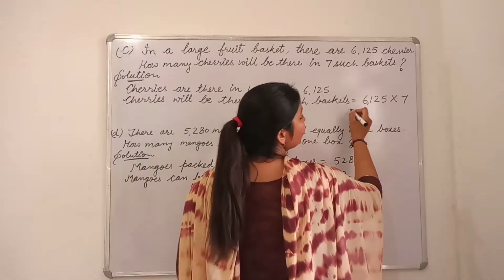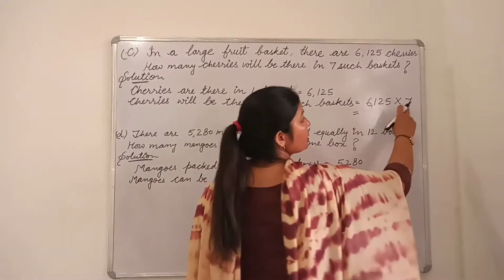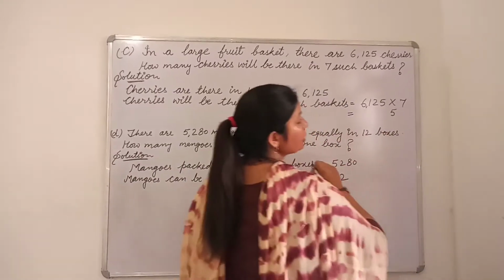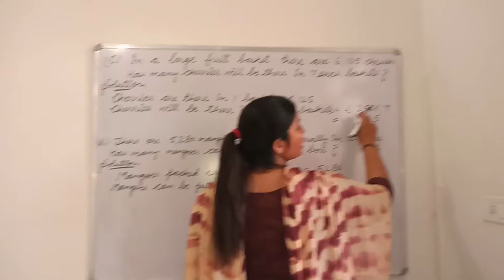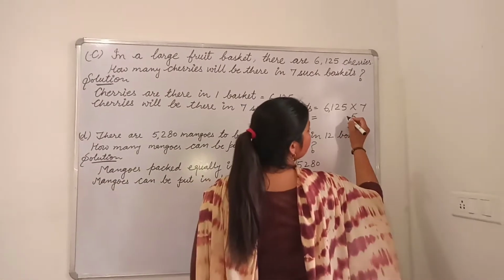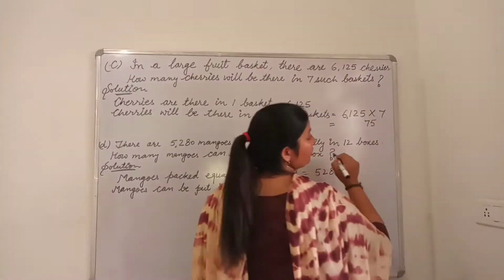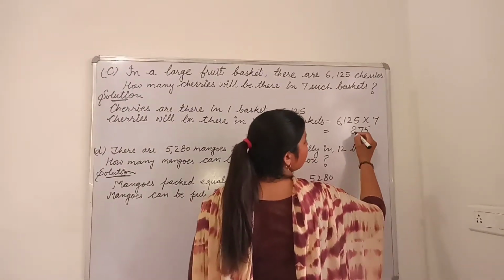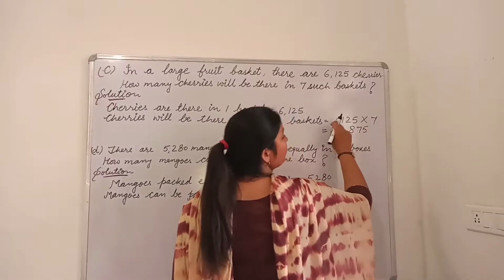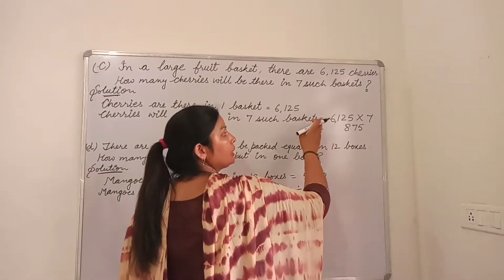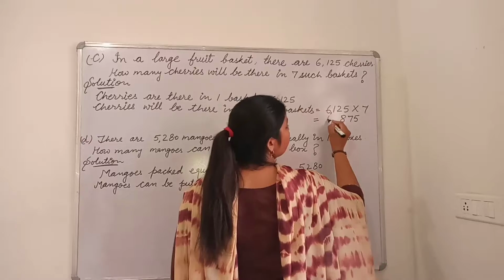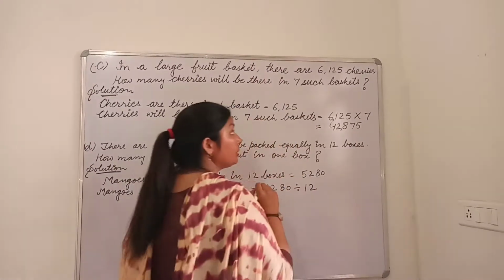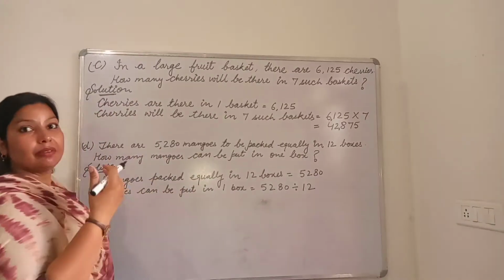So now we will do multiplication and we should write our answer here. So 7 5s are 35. 3 goes carry. 7 2s are 14. 14 plus 3, 17. 1 goes carry. 7 ones are 7. 7 plus 1, 8. Now 7 6s are 42. Now after that there is no digit, so we should write directly 42. So 42,875 cherries we can put in 7 baskets.